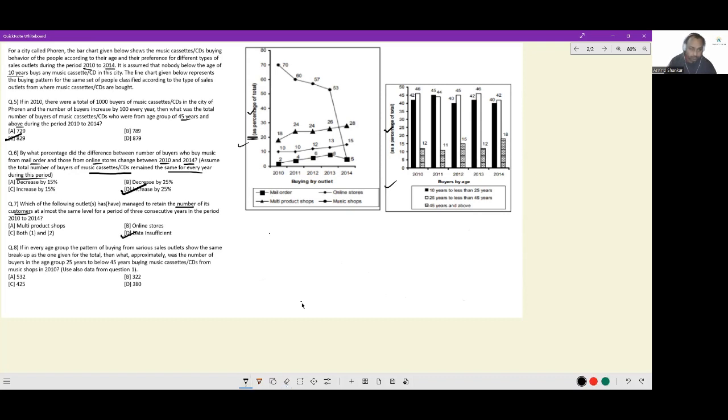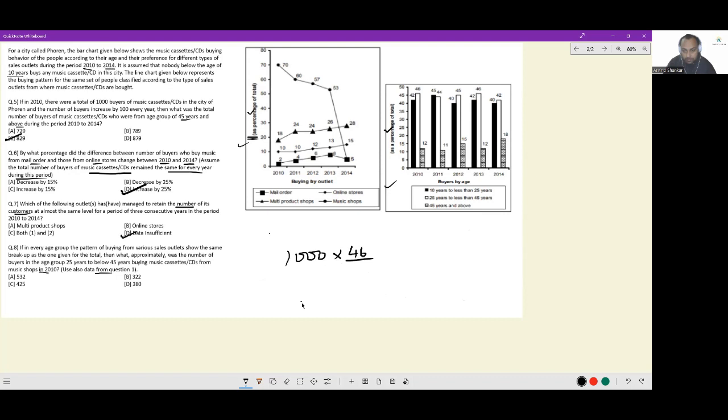Last question. If in every age group, the pattern of buying from various sales outlets shows the same breakup as the ones given for the total, then what approximately was the number of buyers in the age group 25 years to below 45 years buying music cassettes and CDs from music shops in 2010? Use data from question 1. Data from question 1 was that in 2010 there were a total of 1,000 buyers. So there are 1,000 buyers in total. Of that, how many were 25 to 45 years old?